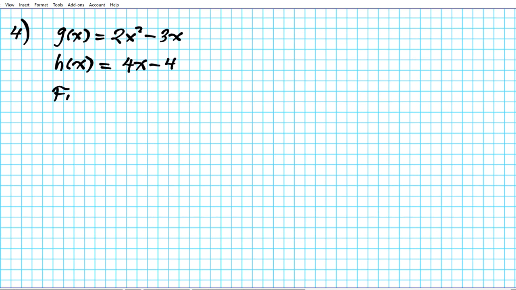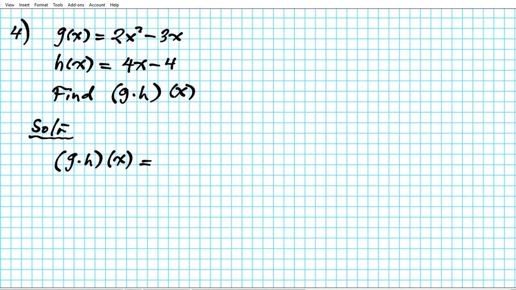For number 4, let's say you have g of x equals 2x squared minus 3x, and h of x equals 4x minus 4. And your task is to find g times h of x. Okay? Alright, so let's go ahead and work on this. So for this one, we're going to start with the formula g times h of x.